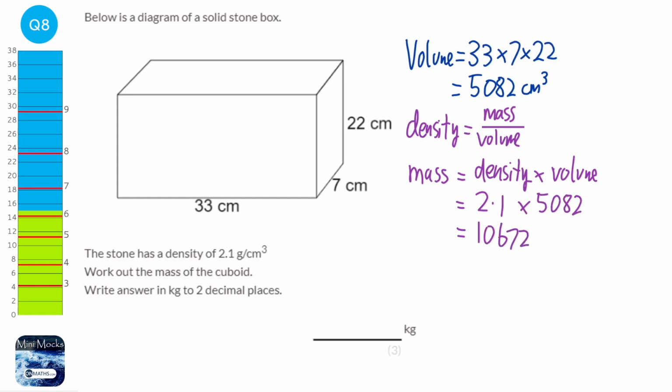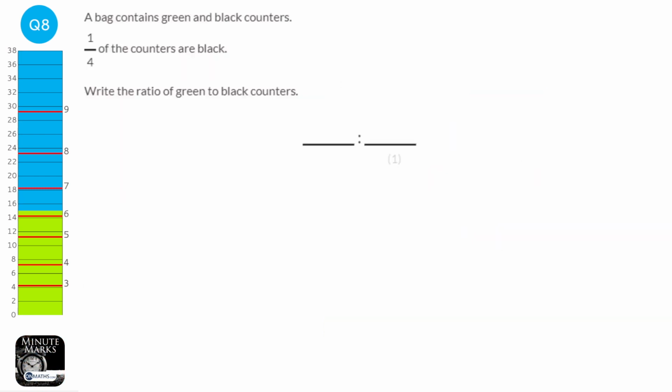And then that will give us grams, because our density is in grams, but the answer is asking for kilograms. So to convert that to kilograms, we just divide by 1,000 and we get 10.672. Then we need to round that to 2 decimal places, and so that would be 10.67 kilograms.